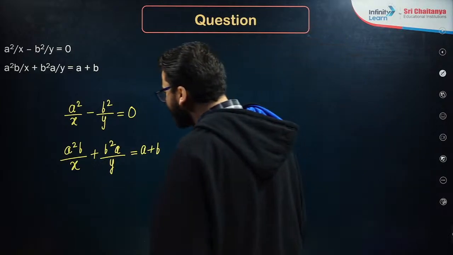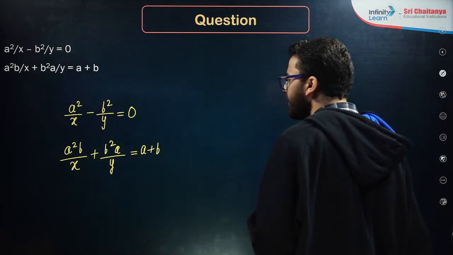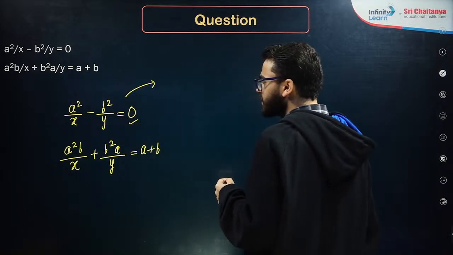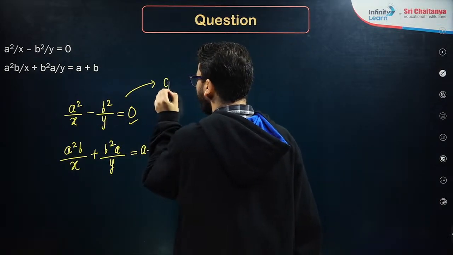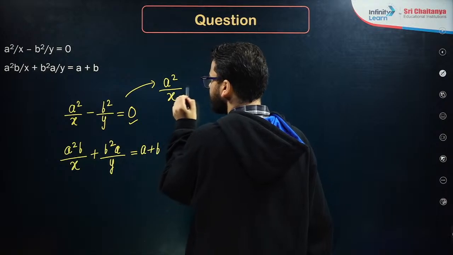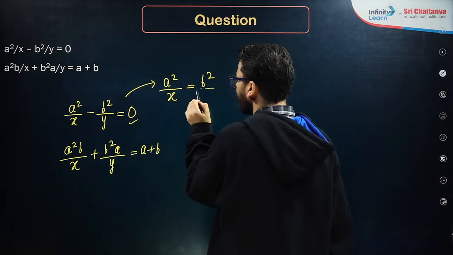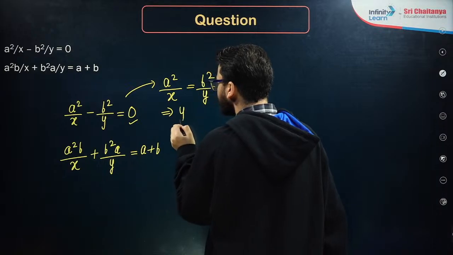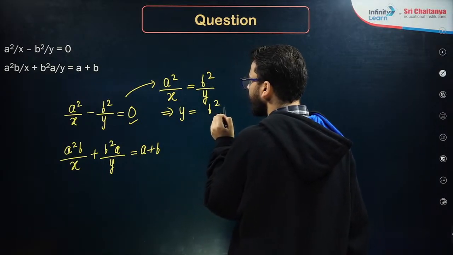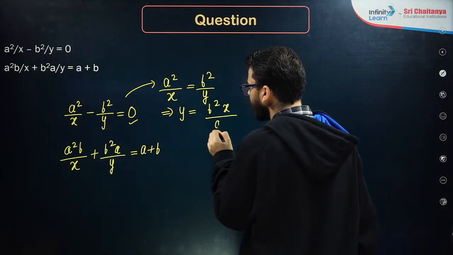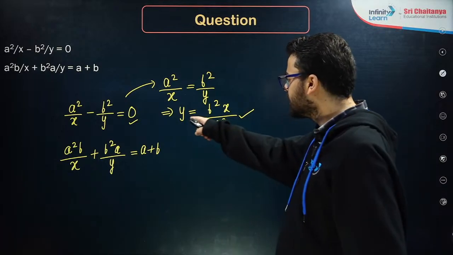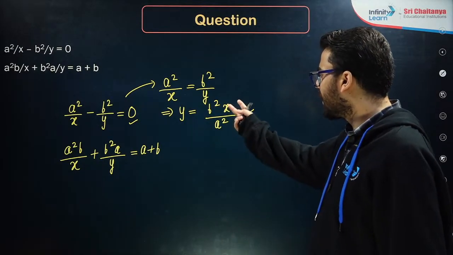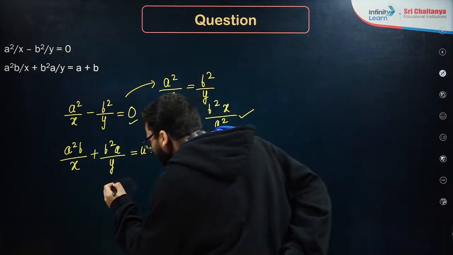But I will say that using substitution it will be better, because you see on this side you have got 0, so you can easily substitute over here. I can write a square upon x is equal to b square upon y, right? So from here can I write y is equal to b square x upon a square? Can I write it like this? Yes or no? So just put it over here guys.